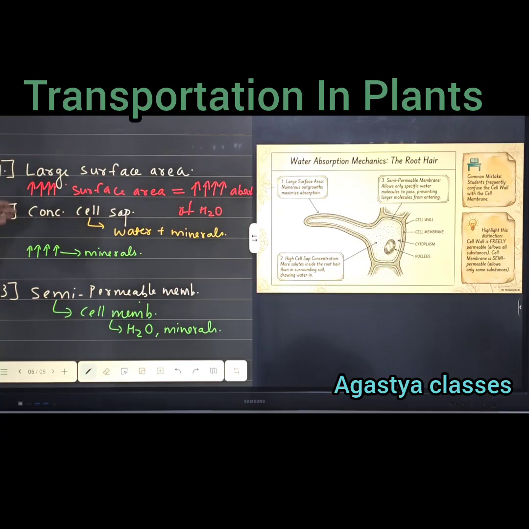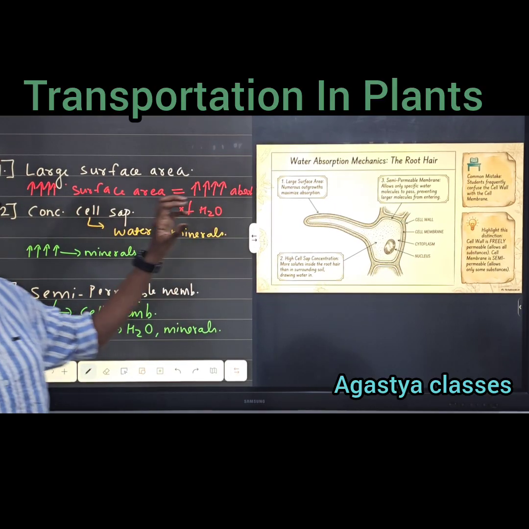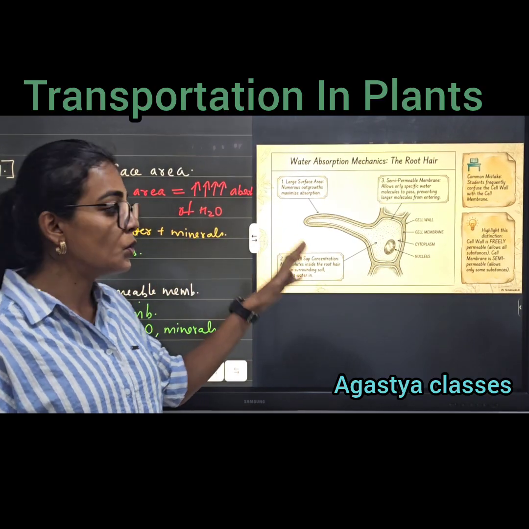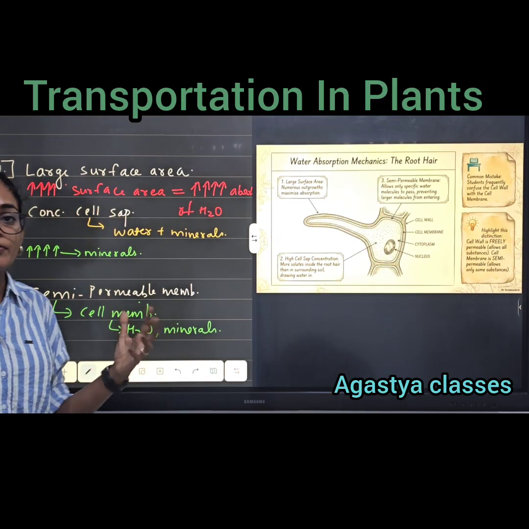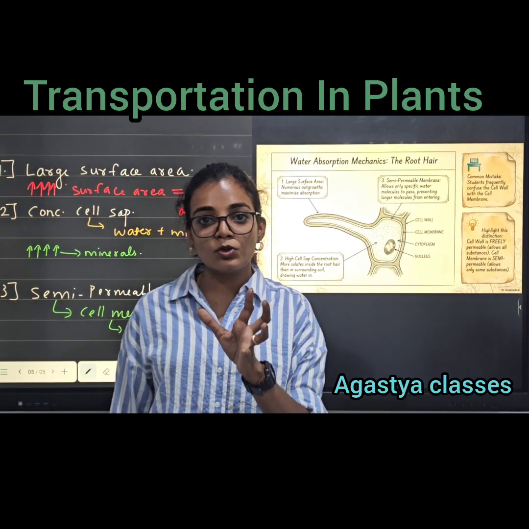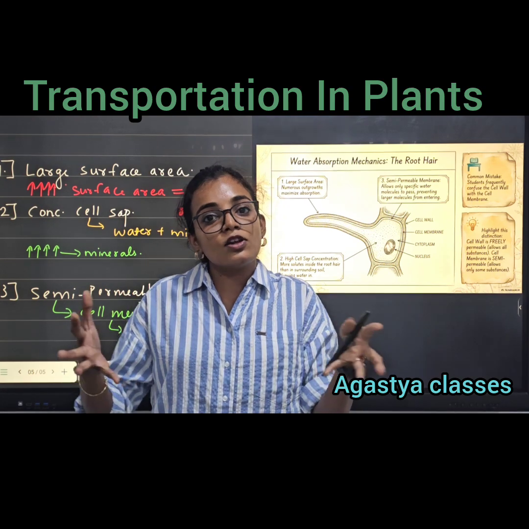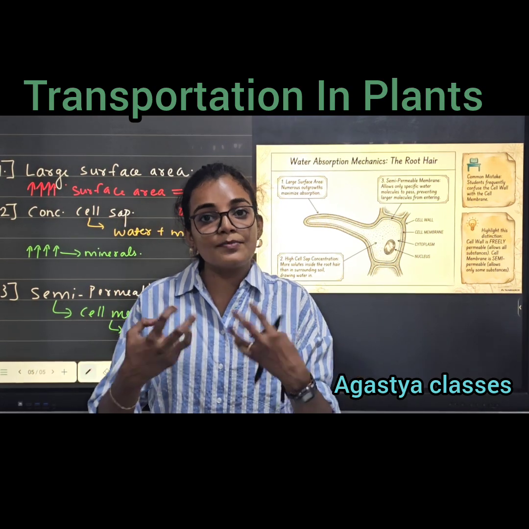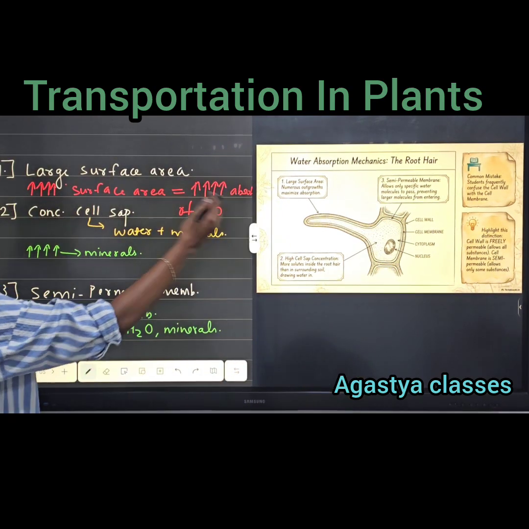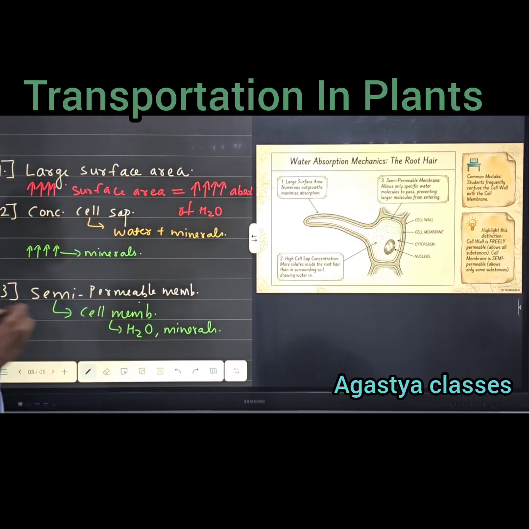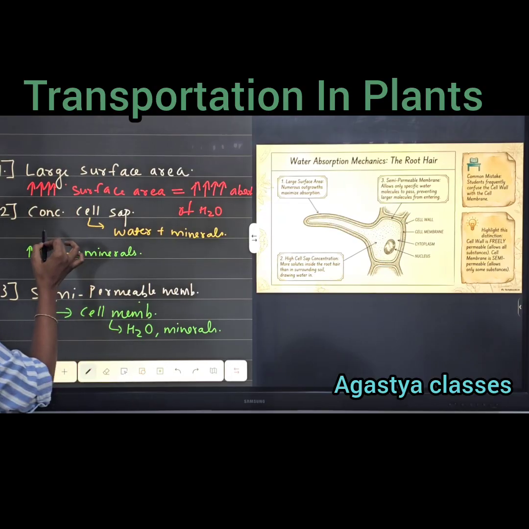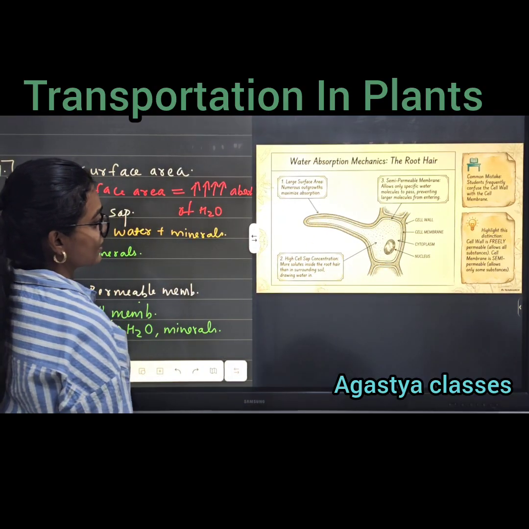So these three important factors about root hair help the root hair to absorb a good amount of water from the soil. Which are those three important points? Large surface area. Large surface area helps in absorbing maximum water. It is similar to a sponge. Sponge has lots of surface area because of which it can absorb maximum water. Same way, root hair also has a large amount of surface area and because of which it can absorb maximum amount of water. Second important point is concentrated cell sap.